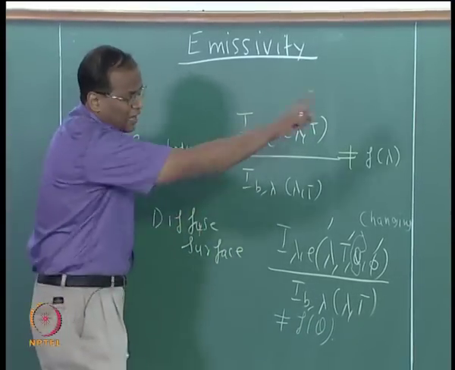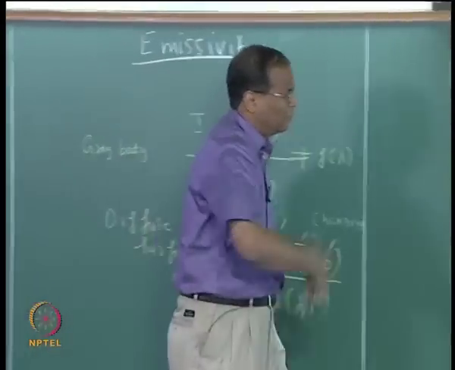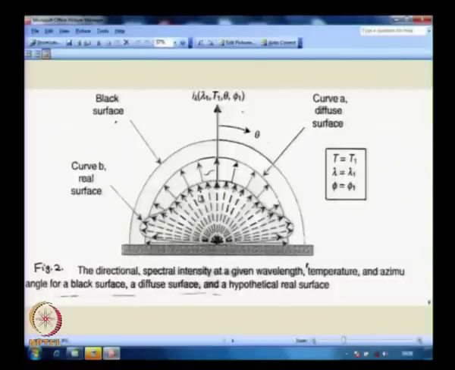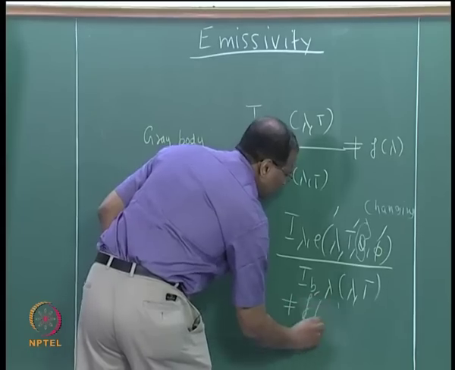Now, I can draw one more curve where instead of phi fixed, theta is fixed, and the azimuthal angle is varying. Therefore, I should have a general case where this is not a function of theta.